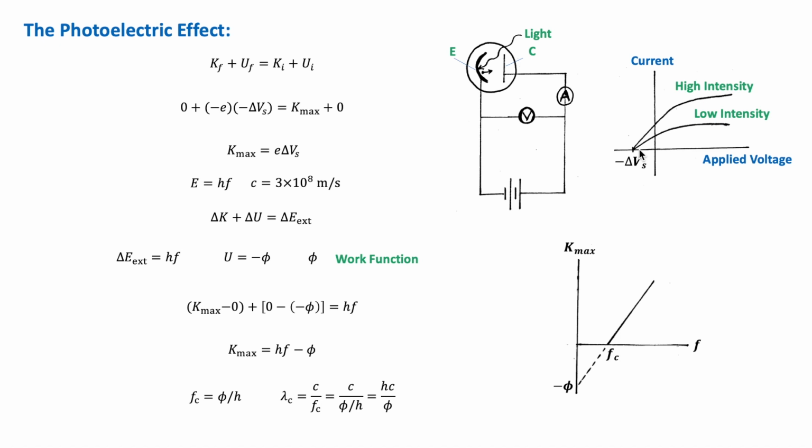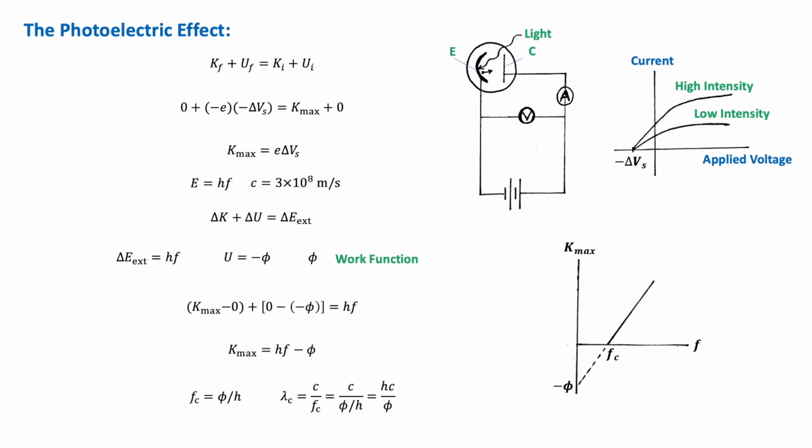And this is because many of the photoelectrons that are emitted from E, in this case, are repelled by the negative plate C. So only those electrons that have a kinetic energy greater than e|ΔV|, where e is the magnitude of the charge of the electron, will be able to reach the plate C. So if ΔV is equal to ΔVs, which is known as the stopping potential, then no electrons reach C and the current is zero.